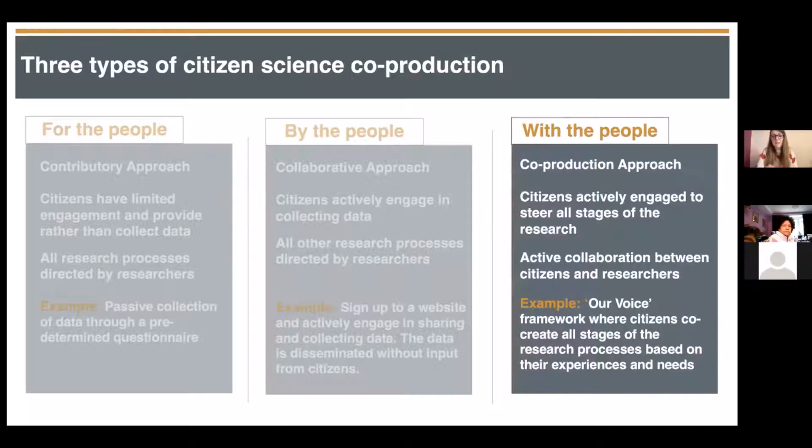And then lastly is With the People, which is the type of citizen science that we use in my research. This is a co-production approach. And this is where citizens are actively engaged throughout each stage of the research process to steer the research and its focus. And there's an active collaboration or partnership between citizens and researchers. An example of this, which I'll talk about shortly, is the Our Voice framework, which we use, a 4-step framework that facilitates co-production with citizens at each stage of the research process to incorporate their experiences and needs.